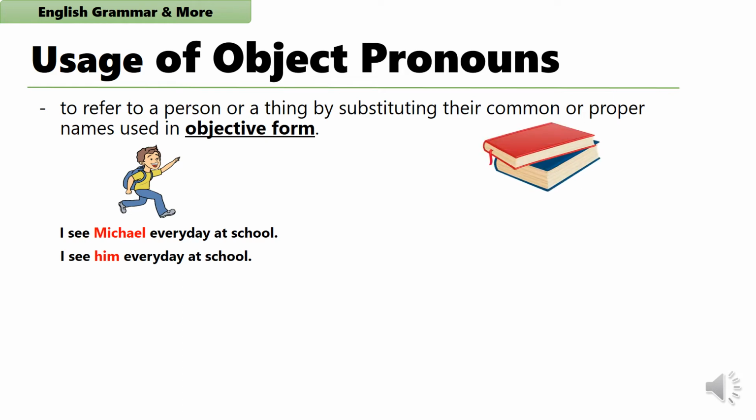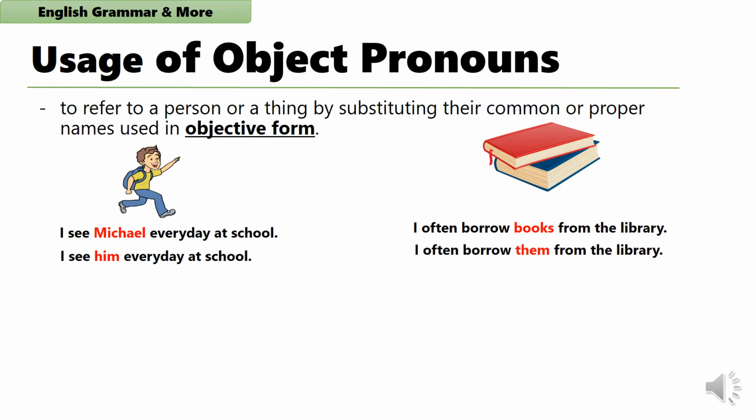Or another example would be I often borrow books from the library. I can also say I often borrow them from the library. Here again, I replaced books with an object personal pronoun, which is them.